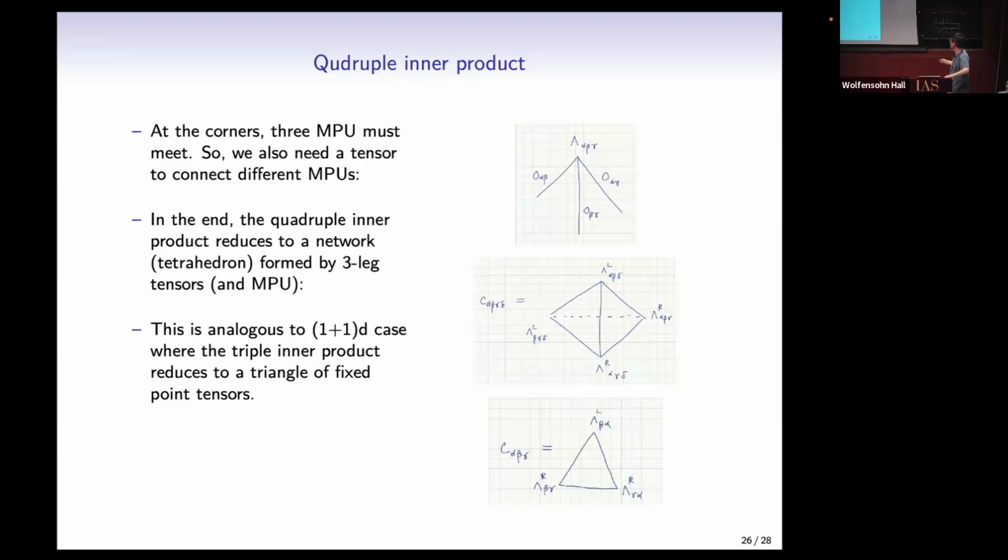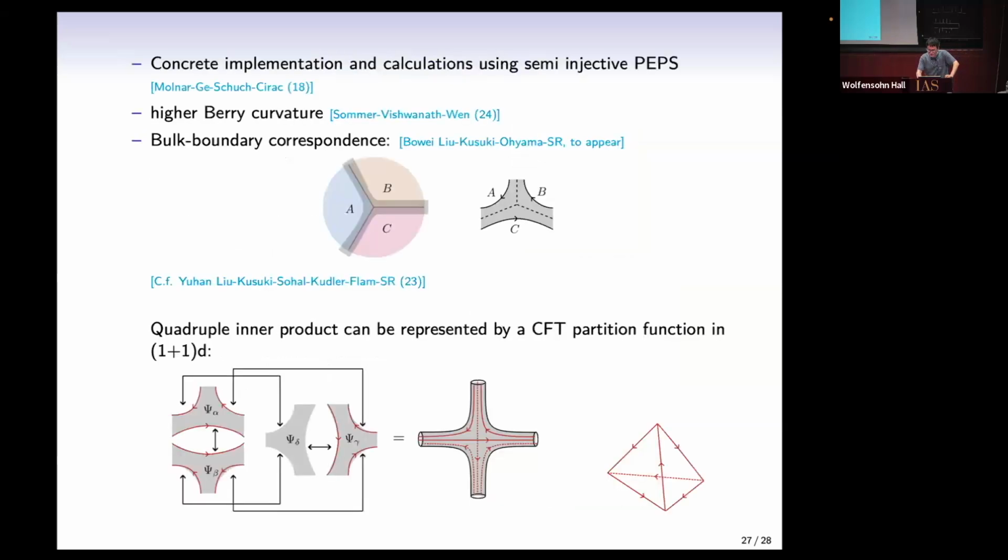And then in the end, in the 1+1D case, I had a network of eigenvectors of the transfer matrix, and similarly, we can define a 3D network of these three-leg tensors. We can think of that as a generalization of this object. So this is the higher Berry phase, or quadruple inner product formula for the higher Berry phase in one higher dimension. Okay, and then I think I have to basically end here.